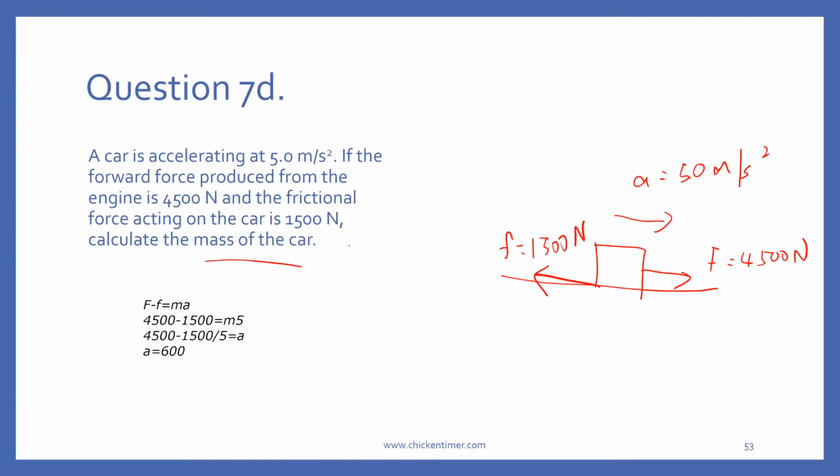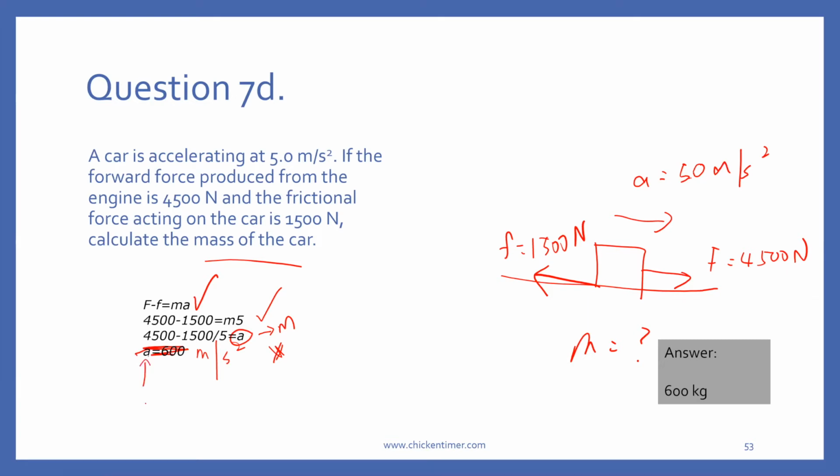Then the question says calculate the mass of the car. So correct, first line: 4,500 minus 1,500 equals M times 5. Oh, sorry, this is M, not A. M equals 600. Because it's M, the unit is kilograms. You used the wrong symbol there because your A is already here. Okay, anything else is fine.